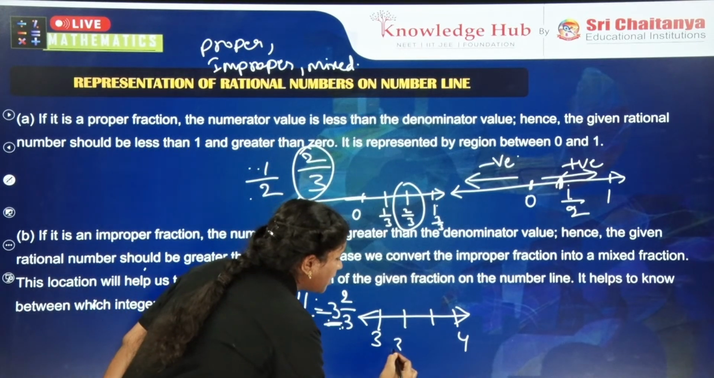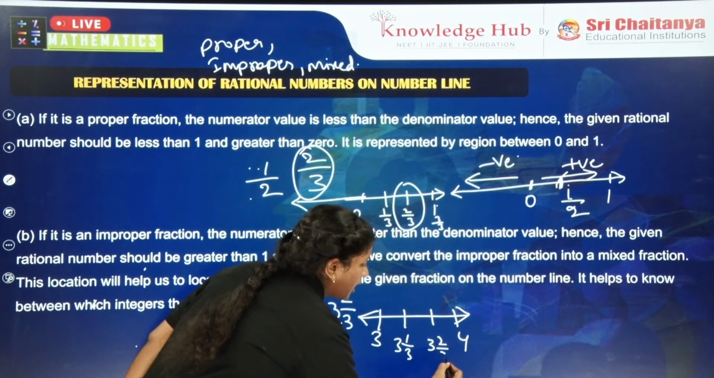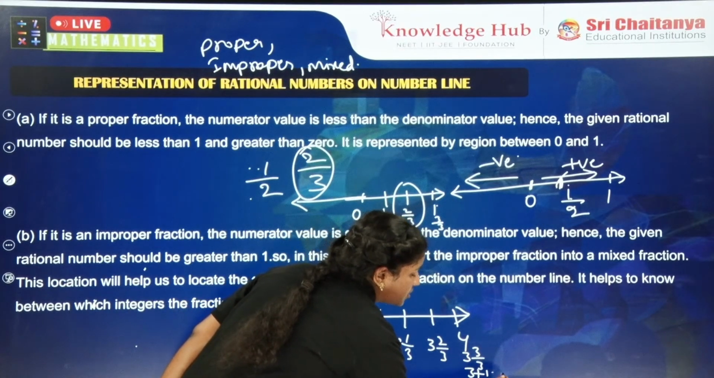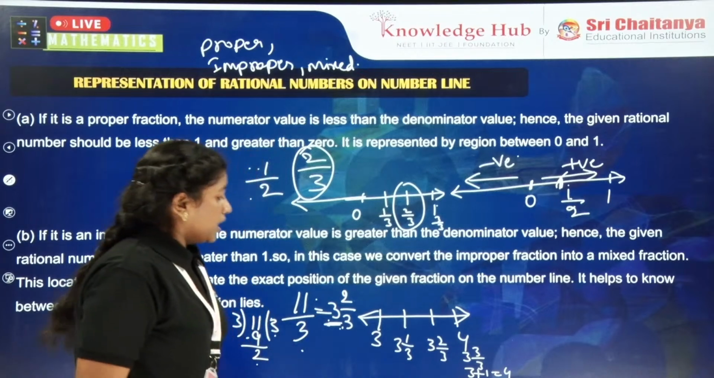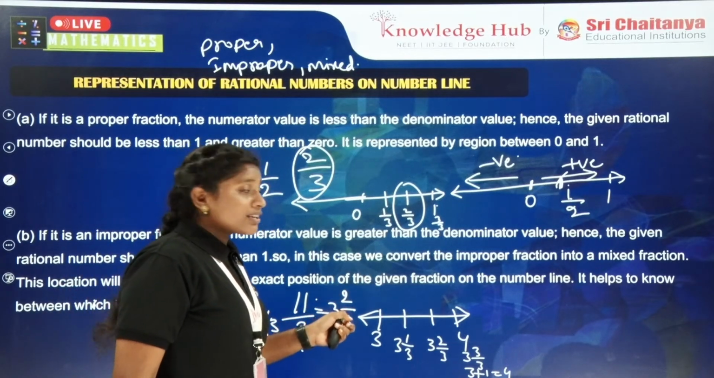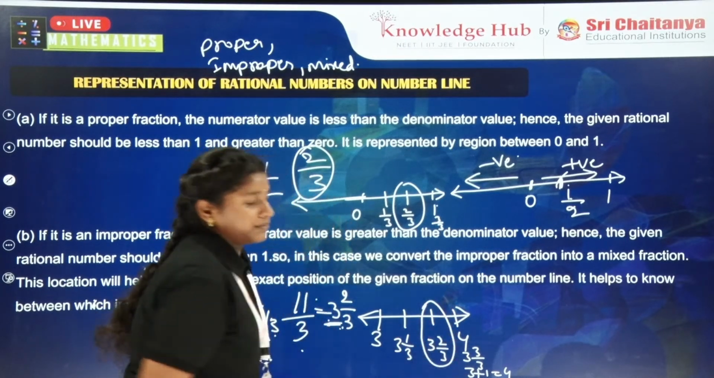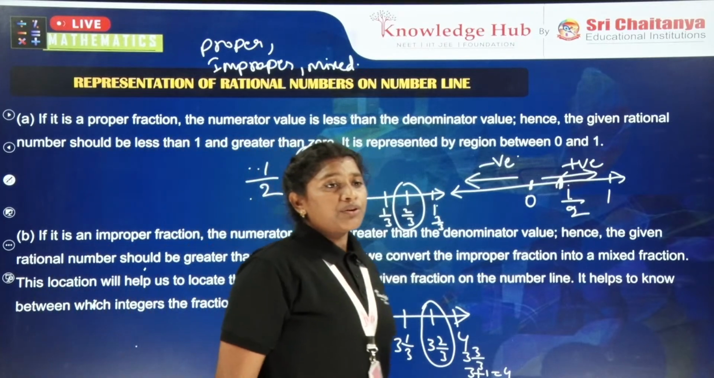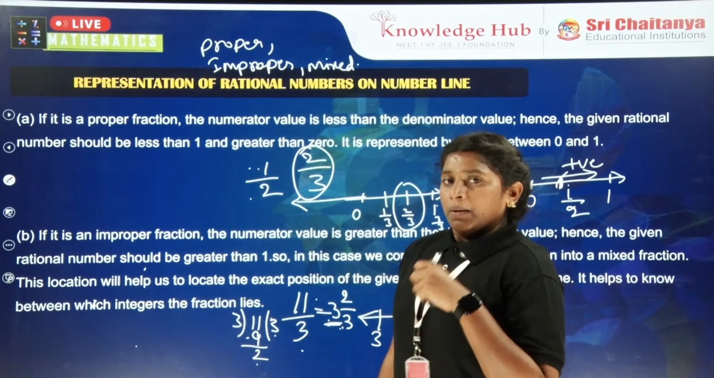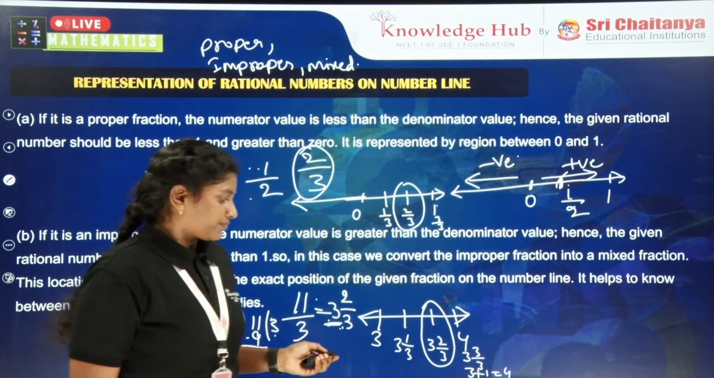Now it becomes 3 1 by 3, 3 2 by 3, and 3 3 by 3, which is nothing but 3 plus 1, which equals 4. Now they are asking us to represent 11 by 3, and the mixed fraction form is 3 2 by 3, so we mark 3 2 by 3. This is how we represent rational numbers on the number line by classifying them into proper or improper fractions.